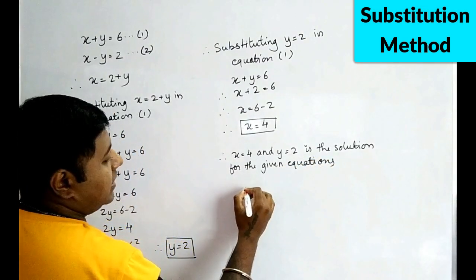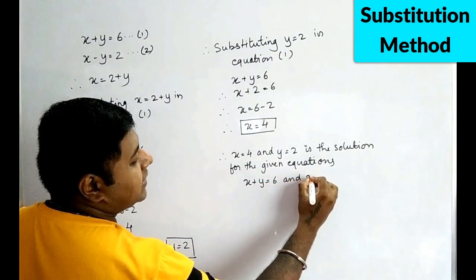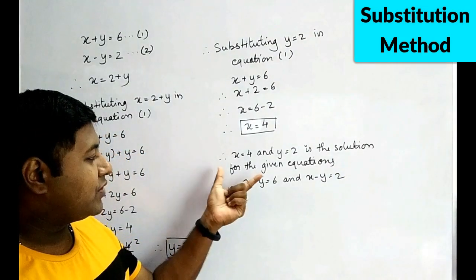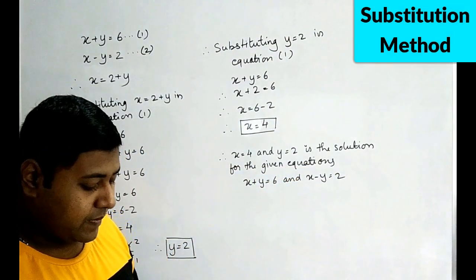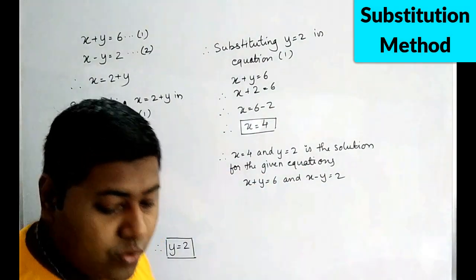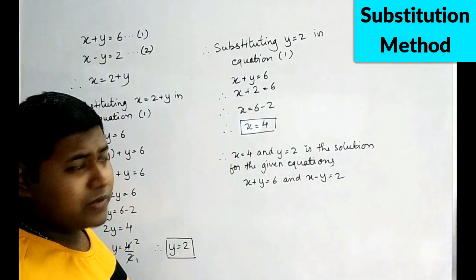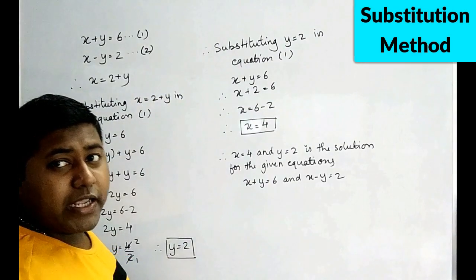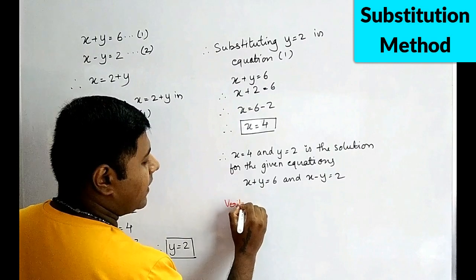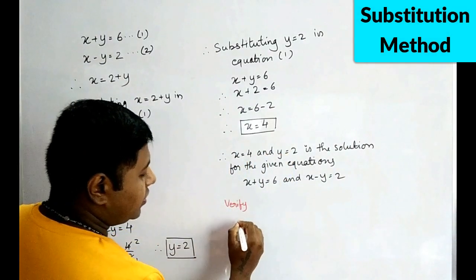What are the equations? X plus y is equals to 6 and x minus y is equals to 2. So, now we have the solution for x and y. But are these correct? How do we know? We can verify it. To verify, we will substitute the values of x and y in either of the equations. You can substitute it in equation 1 or equation 2. So, to verify, I am going to substitute the values of x and y in equation 2.